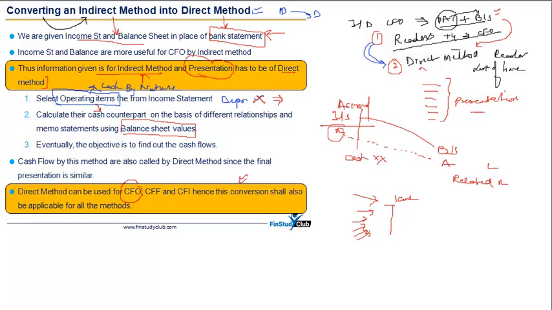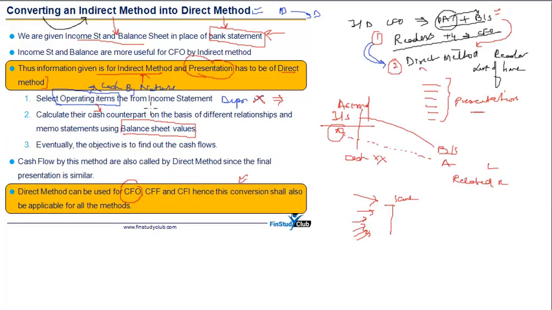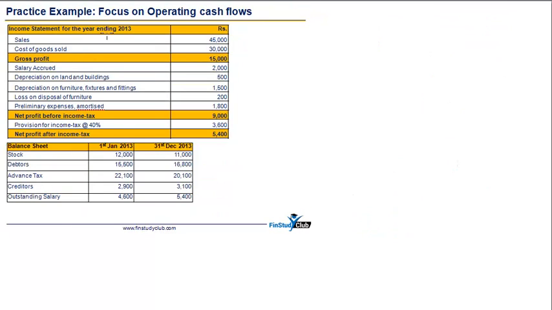Moving to the illustration that we have, this is going to be my entire database that I'm going to use, and obviously I have dissected and bisected that into different smaller questions. Now what I meant at the time of explaining selection of the operating items which are by nature cash is, look at these items which are there in the income statement.